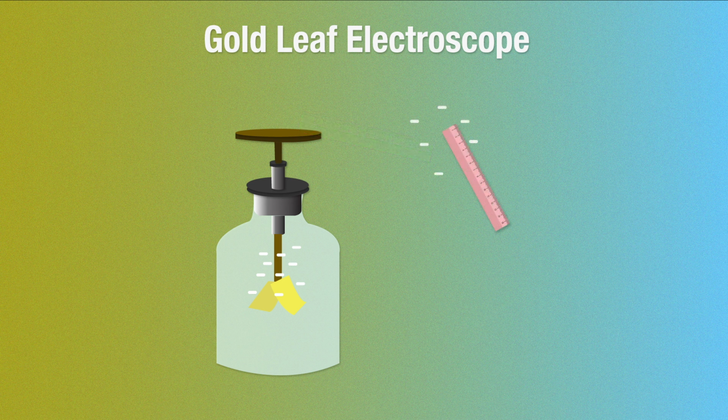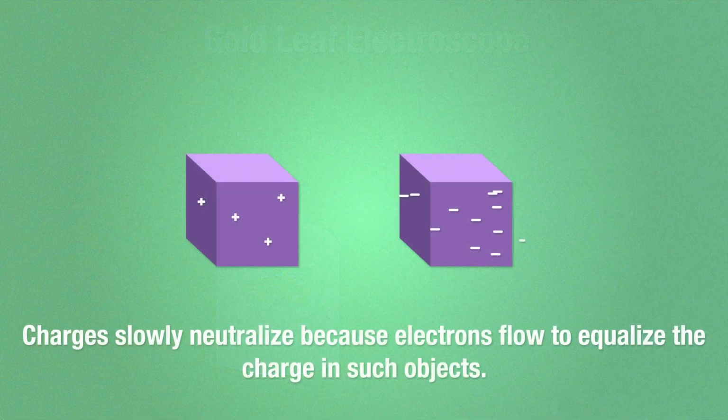If another object with the same type of charge is brought near the electroscope, the leaf will rise even more, because this object also forces some charge on the cap to transfer to the leaf and stem, and that adds to the net charge. But these charges don't last forever. They're neutralized after a while.